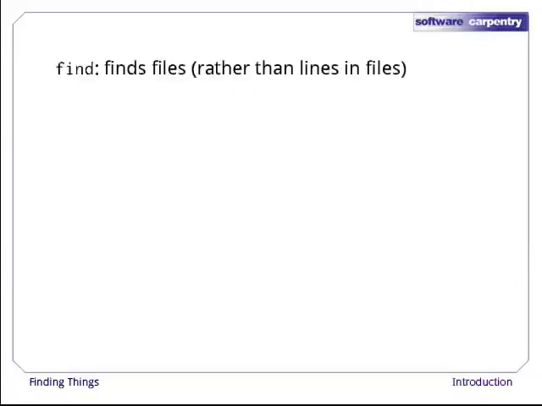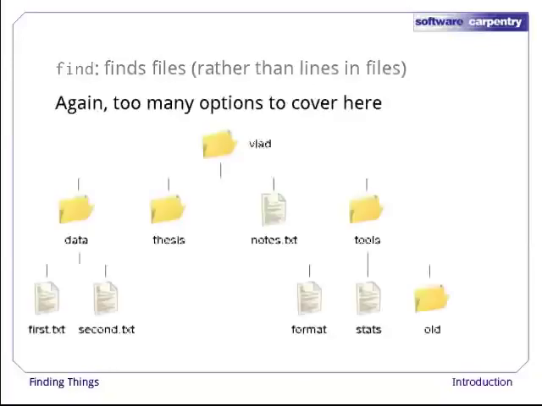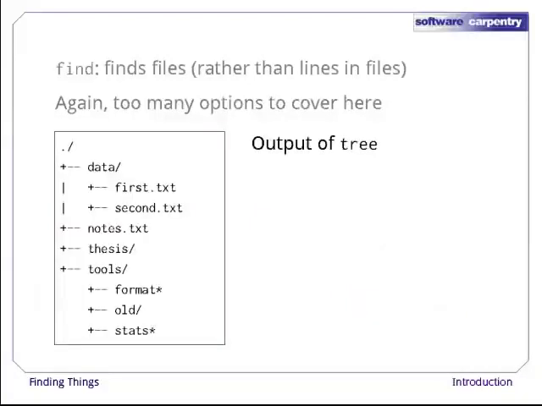While grep finds lines in files, the find command finds files themselves. Again, it has a lot of options, too many to cover here. To show how its basic features work, we'll use this directory tree. Under Vlad's home directory is one file, notes.txt, and 3 subdirectories: thesis, which is sadly empty, data, which contains 2 files, first.txt and second.txt, and a tools directory that contains the programs format and stats, and an empty subdirectory called old. Here's a textual representation of that same tree created using the Unix tree command.